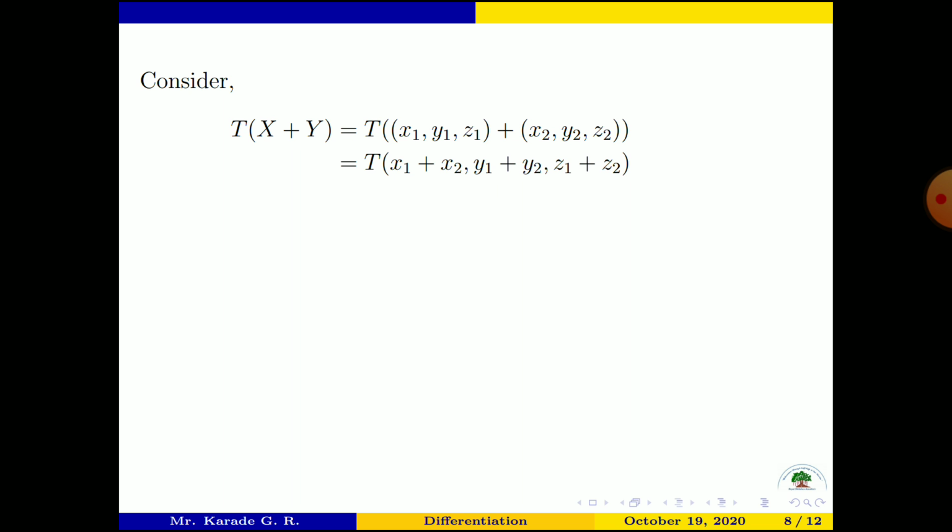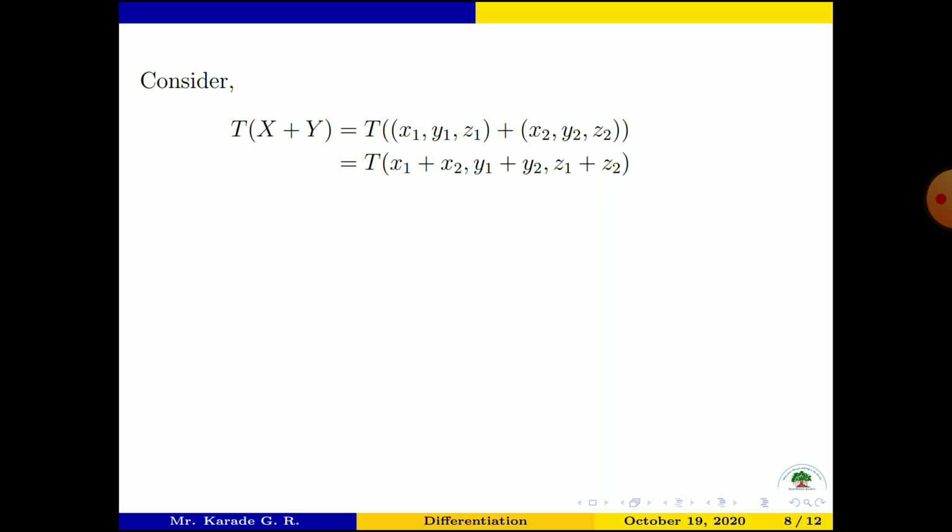So (x1 + x2, y1 + y2, z1 + z2). In this way, the addition of two vectors is again a vector. That's why we get again a vector. So T is operating on a vector whose components are x1 plus x2, comma, y1 plus y2, and comma, z1 plus z2.